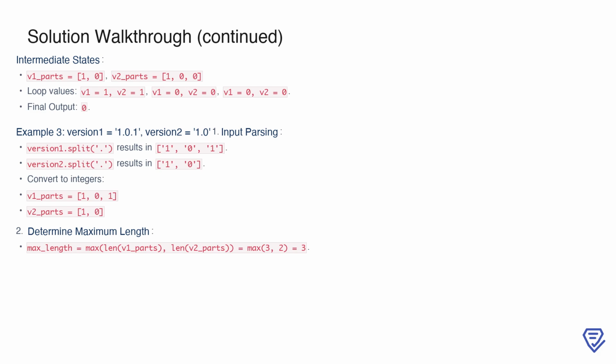Now, for the third example, version 1 is 1.0.1 and version 2 is 1.0. Splitting the strings gives us [1, 0, 1] for version 1 and [1, 0] for version 2. After converting these to integers, we have v1_parts as [1, 0, 1], and v2_parts as [1, 0]. The maximum length of the two versions is determined to be 3, since version 1 has 3 components while version 2 has only 2.